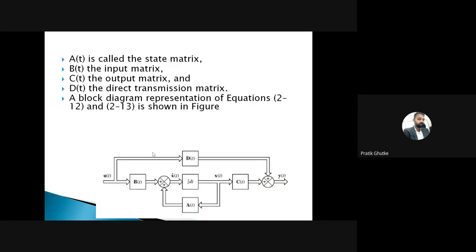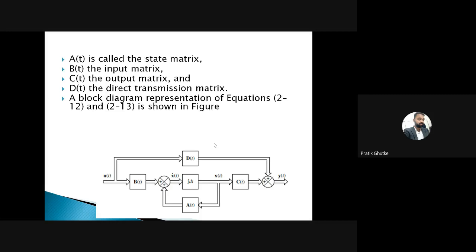What is this B matrix? The B matrix is called the input matrix. The C matrix is called the output matrix, so keep that in mind, very, very important. The D matrix is called the direct transmission matrix. So the A matrix is called the state matrix, B is your input matrix, C is your output matrix, and D is your direct transmission matrix.